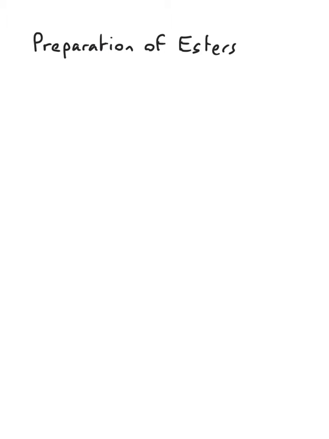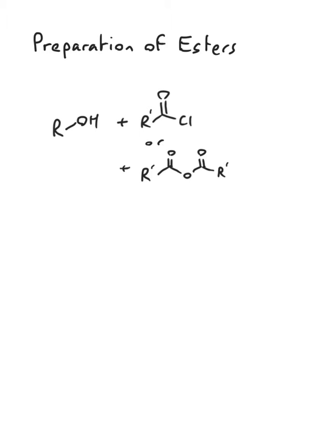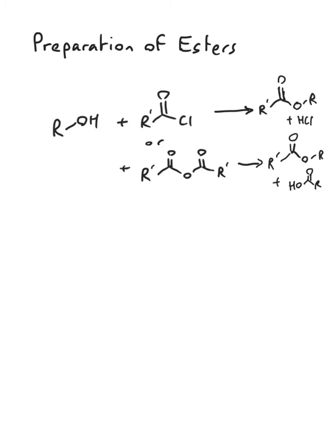This video is about the preparation of esters. The easiest way to prepare esters is to react an alcohol with an acyl chloride or an acid anhydride to yield us the ester. Both of these methods are very effective.